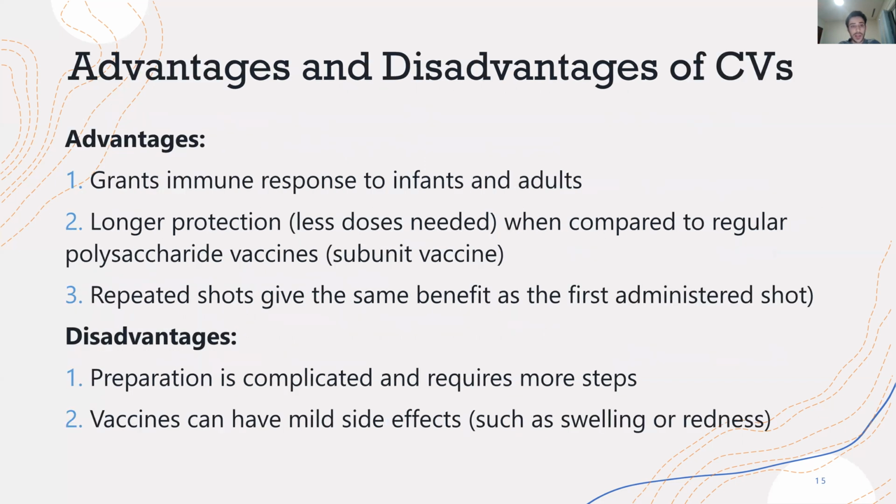So advantages would be that it grants immune response to both infants and adults, and that it gives longer protection. And this is when compared to polysaccharide vaccines, which are just a subunit vaccine. And another thing is that there's no immunotolerance, which means that repeated shots give the same benefit as the first administered shot. Disadvantages would be that the preparation is complicated and requires much more steps. And vaccines can also have mild side effects, but that's very normal, such as swelling or redness.